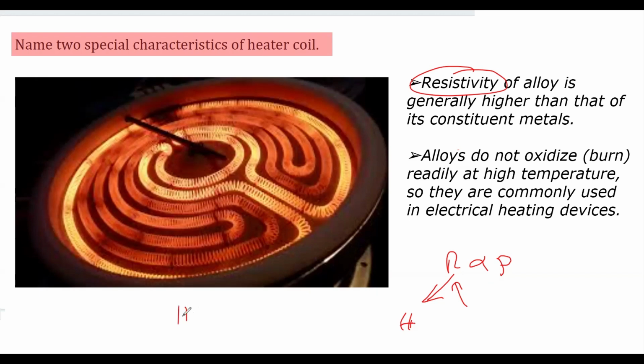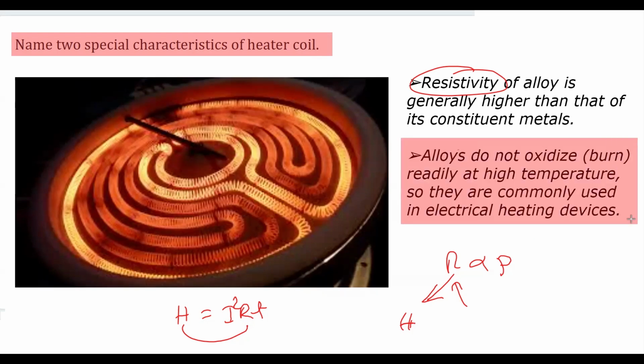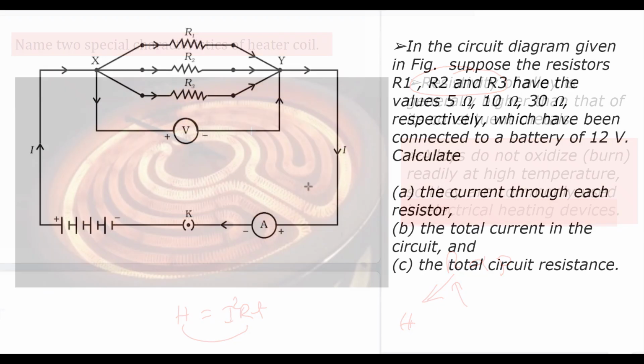Using the relation H is equal to I square RT, we can also say that heat is directly proportional to the resistance. So the first point you will be writing is that the resistivity of an alloy is higher than that of its constituent metal. The second reason is that alloys do not get oxidized or burn at high temperature, and that is the reason why they are commonly used as heating devices. So these are the two-point reasons you will give to answer this question.